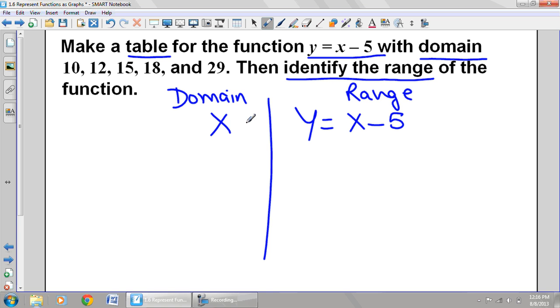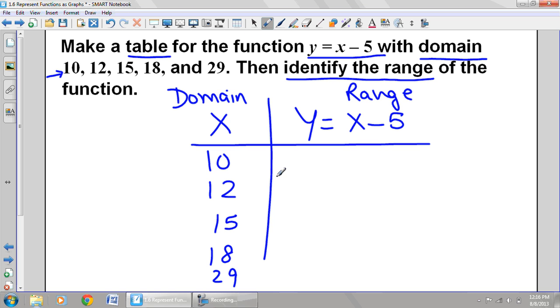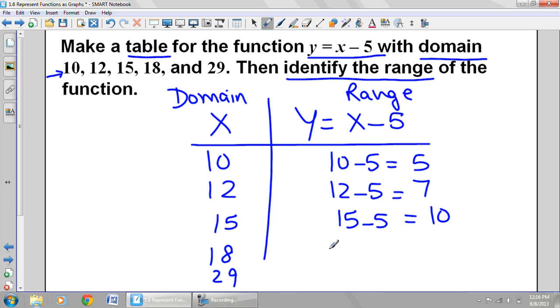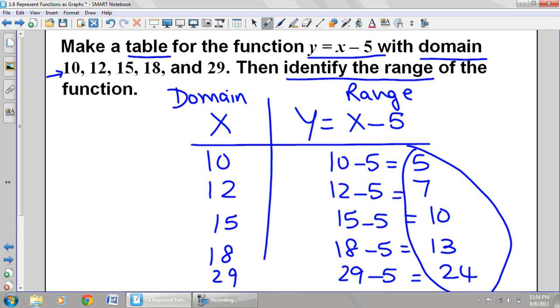Remember that? X is the domain and y is the range. So I am given a set of values for the domain being 10, 12, 15, 18, 29. So let's do some calculations. X is now going to be 10, 10 minus 5, 5, 12 minus 5, 7, 15 minus 5, 10, 18 minus 5, 13, 29 minus 5, 24. They're asking you to identify the range. So these are the range.